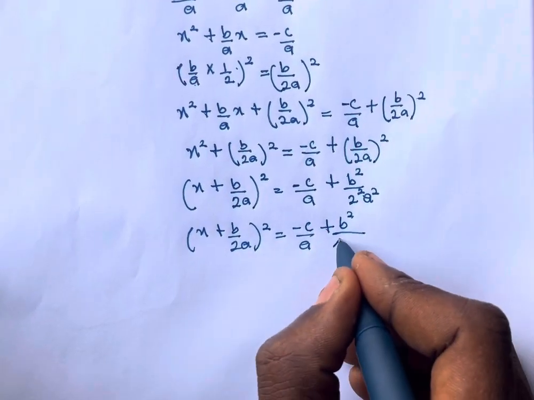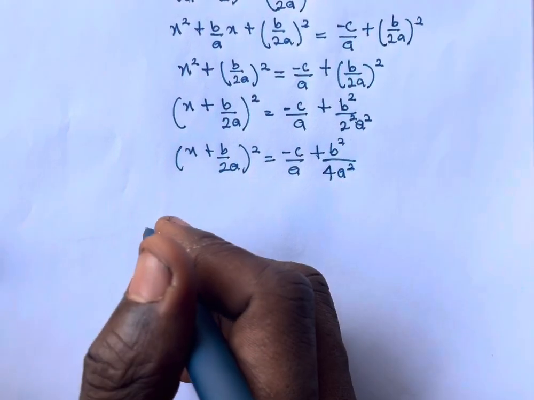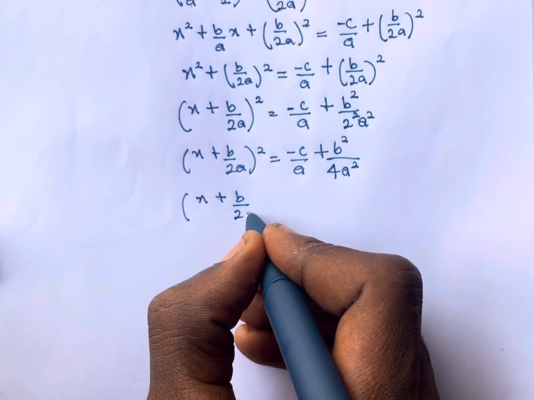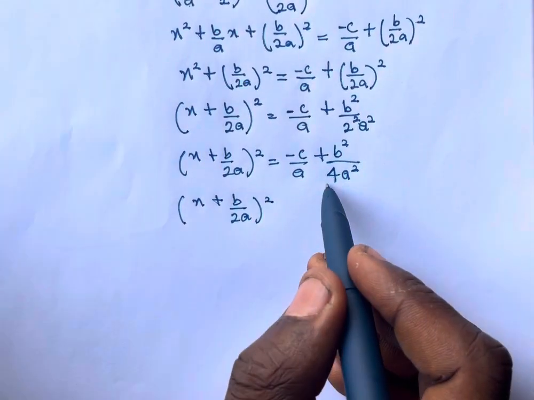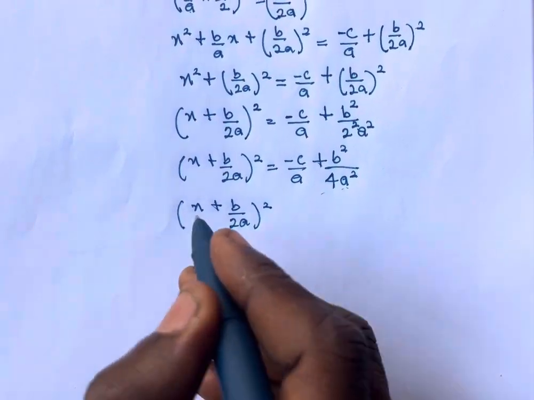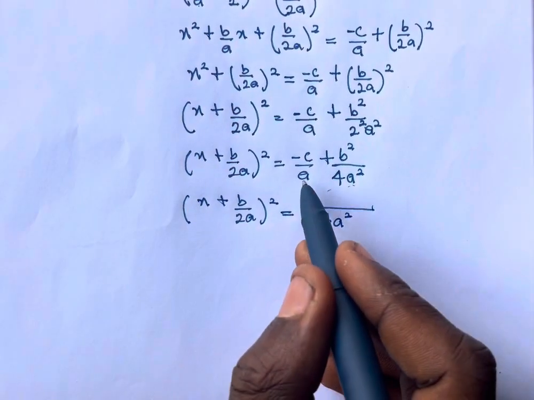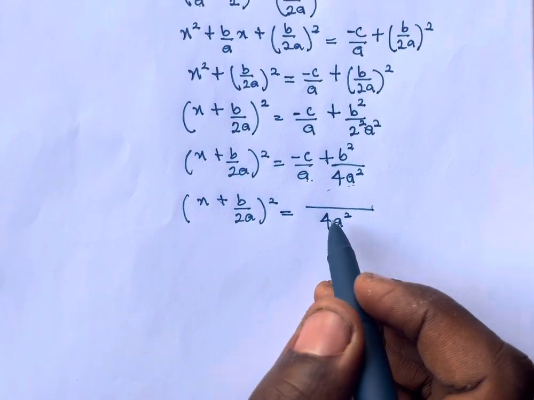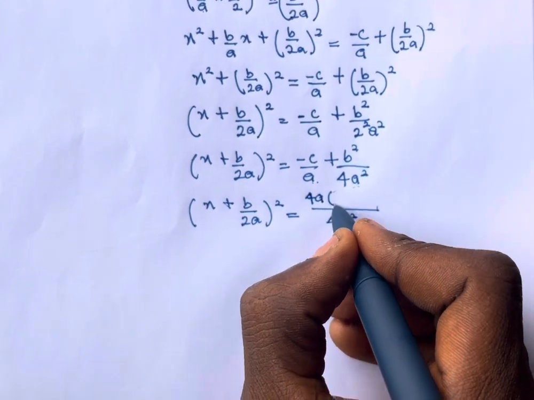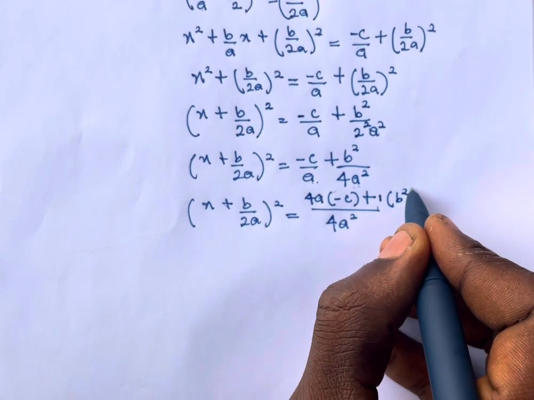We have 4a squared. Then we have x plus b over 2a squared. Then we have to simplify this by finding the LCM. The LCM of a and 4a squared is 4a squared. Then we have a in 4a squared, and that is 4a, multiplied by minus c, plus 4a squared in 4a squared, that is 1 multiplied by b squared.